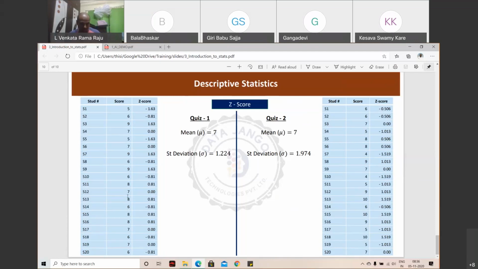So the mean is 7. 5 is minus 1.63 standard deviations away. Right? 5 is minus 1.63 standard deviations away. I think I should have taken a better number here, but I couldn't. So 8 is 0.81 standard deviations away. If you take 7 and multiply 0.81 with the standard deviation and sum it, let me try to do the calculation.